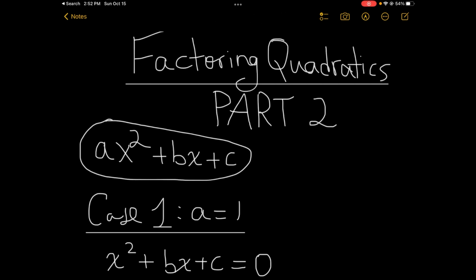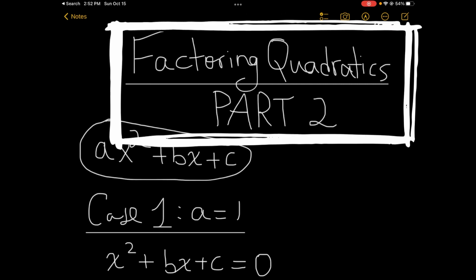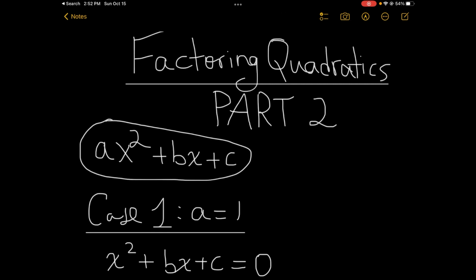So just as a refresher, the standard form of a quadratic is ax squared plus bx plus c. Now when we're looking at factoring quadratics, we can split this into two cases. So let's look at the first case. The first case is when a is equal to 1.